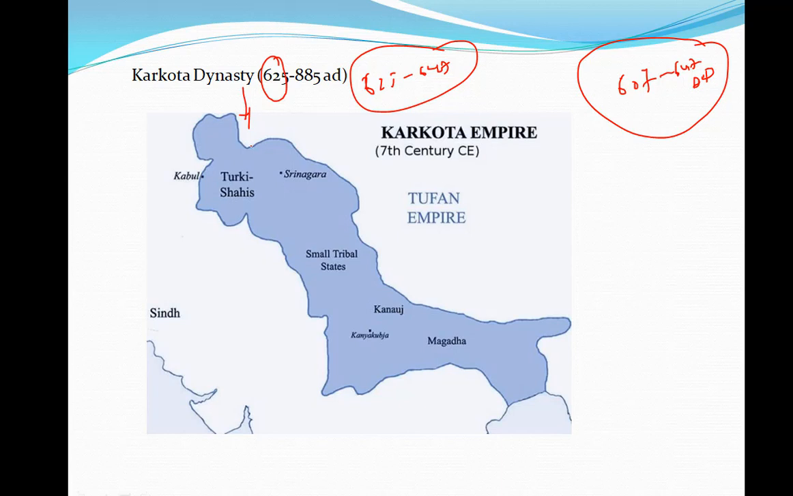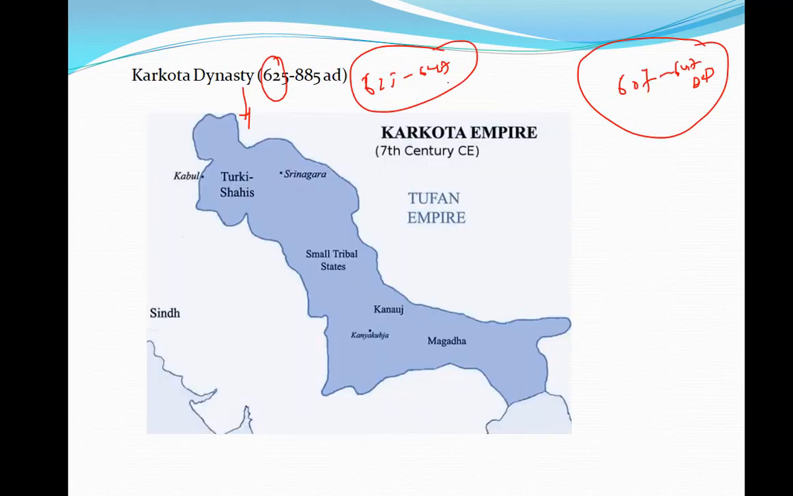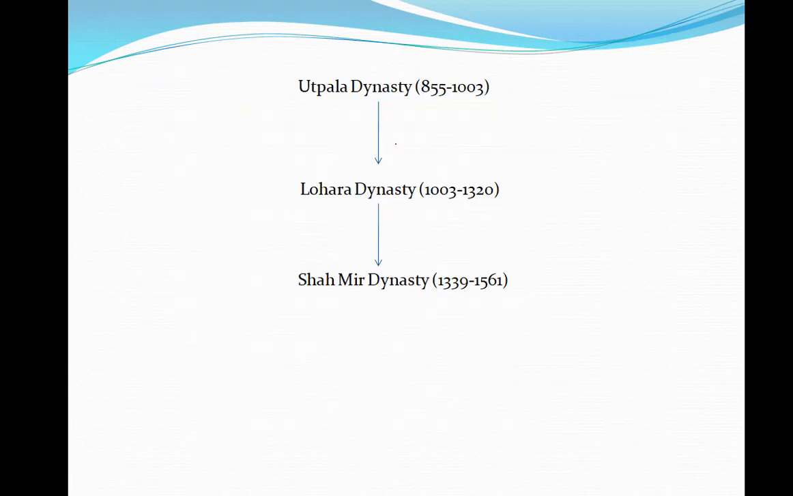But as of now, you need to remember KULS. KULS means Karkota dynasty, followed by Utpala dynasty, Lohara dynasty, Shamir dynasty. So that means until 1561. By the time of 1561, the domination of Akbar was there in India. So he captured entire.